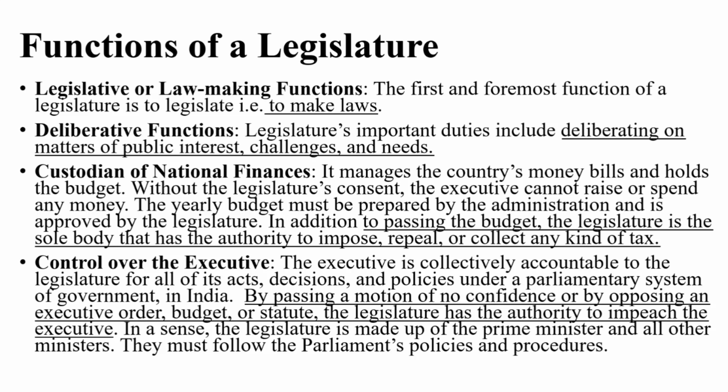In addition to passing the budget, the legislature is the sole body that has the authority to impose, repeal, or collect any kind of tax. Control over the executive. The executive is collectively accountable to the legislature for all of its acts, decisions, and policies under a parliamentary system of government in India. By passing a motion of no confidence or by opposing an executive order, budget, or statute, the legislature has the authority to remove the executive. In a sense, the executive is made up of the prime minister and all other ministers. They must follow the parliament's policies and procedures.